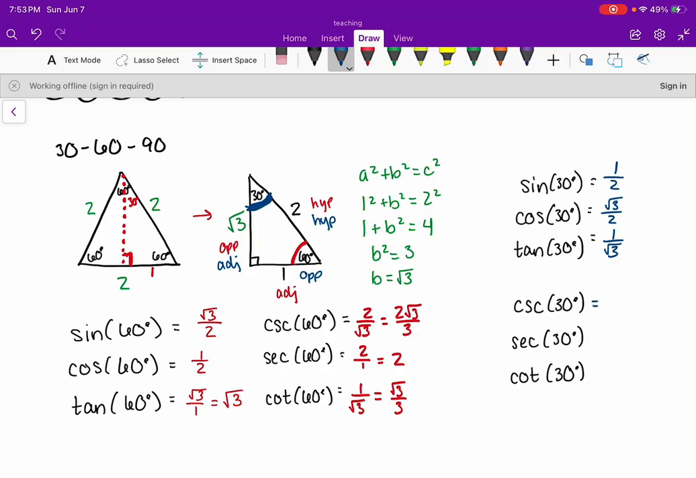Cosecant of 30 would be the opposite of sine, so that'll be 1 over 2, 2 over 1, so just 2. Secant would be 2 over root 3, or 2 root 3 over 3 if you want rationalized. And cotangent of 30 would be square root 3 over 1, so that's just square root of 3.